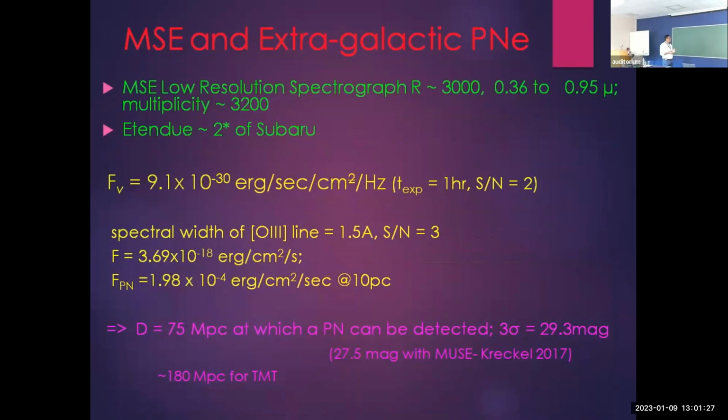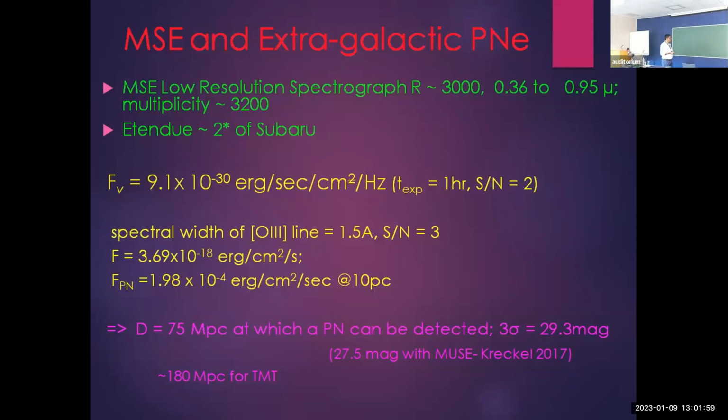Okay, I'll just show two slides and finish with the MSc and what we can do on extragalactic planetary nebulae. We can use this MSc low resolution spectrograph with a resolution of 3000 at this wavelength, and a multiplicity of, say, 3200, which is sufficient for planetary nebulae. It is an AMU of something more than 2 times compared to the 8-meter class telescopes. And this is the sensitivity limit of the telescope for a 1 hour exposure time, with signal to noise ratio 2.